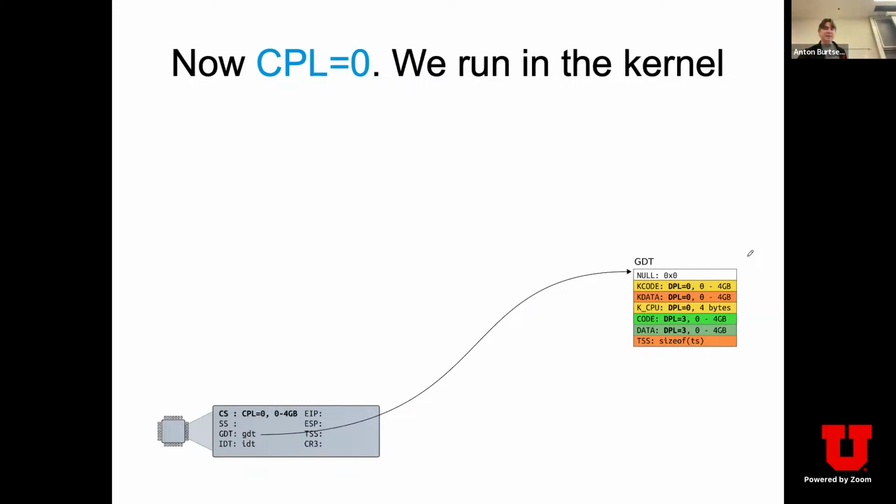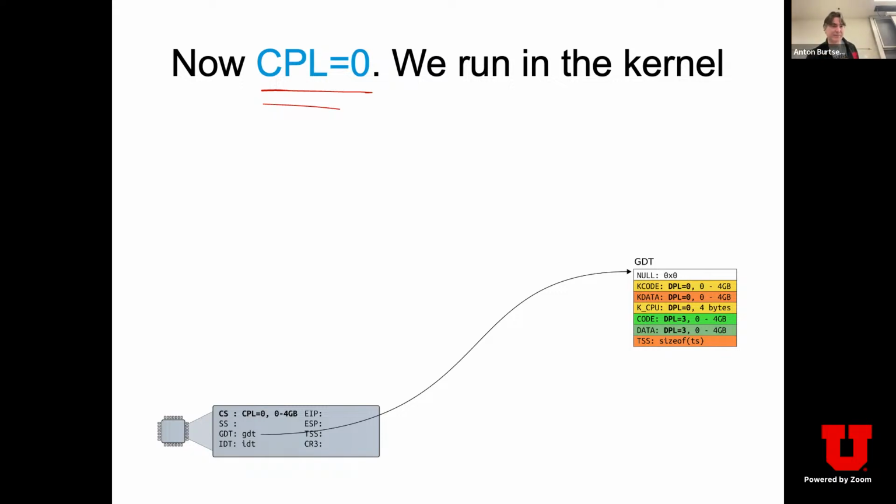Okay, so now we're running at CPL 0. Everything is fine. How do we exit? How do we change to user code? Who can guess? Or user privilege level? Jump to the user level. Yes, we can jump to the user code segment, and that will be fine. That's one way to change.